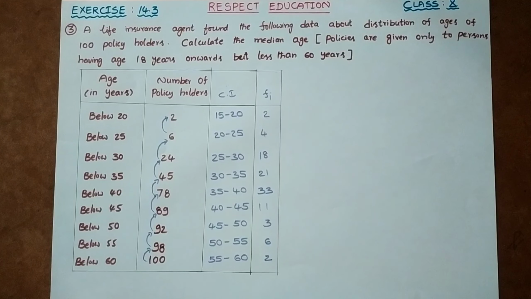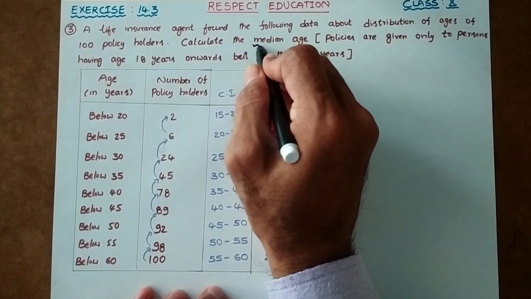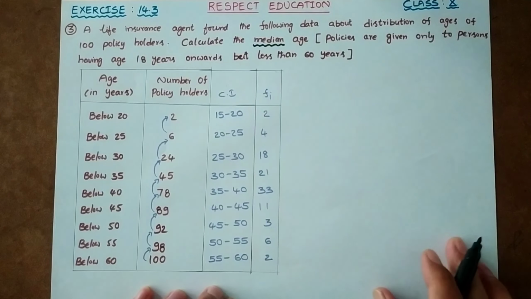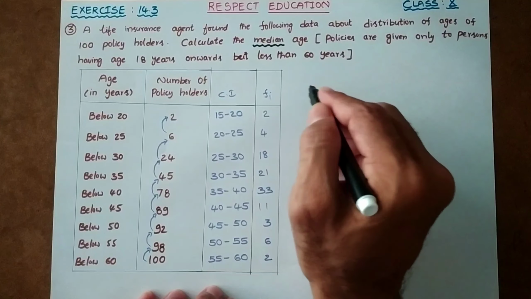Now we enter the problem, that is, we are asked to find the median. So let us write the median formula here. Median is L plus (n by 2 minus Cf) by F into H. This is the formula. So here we are going to find the values.